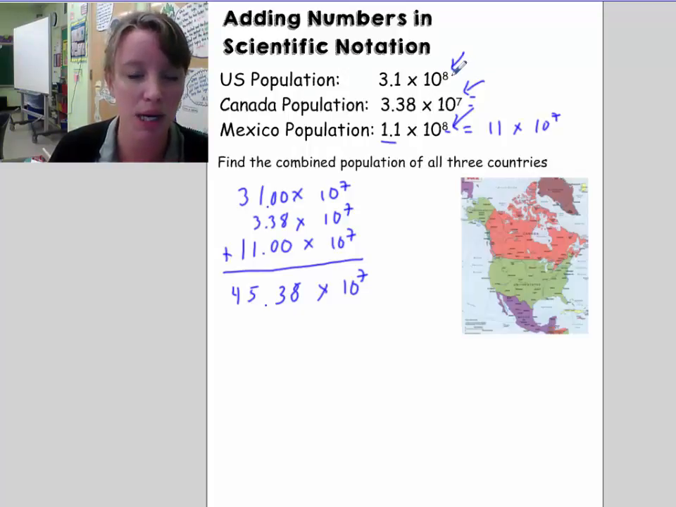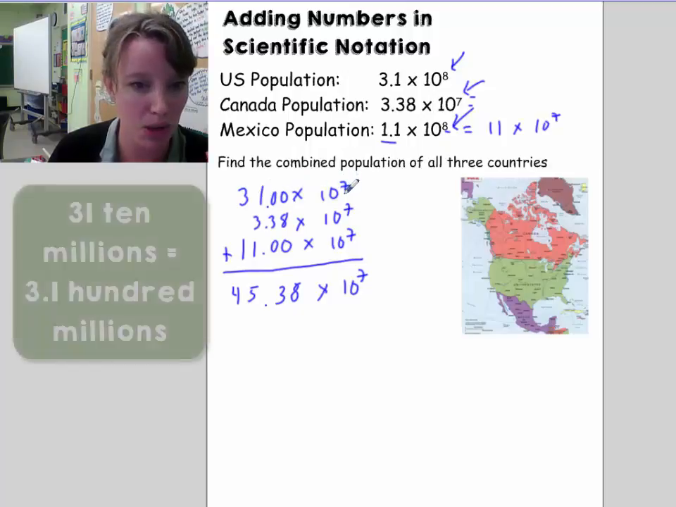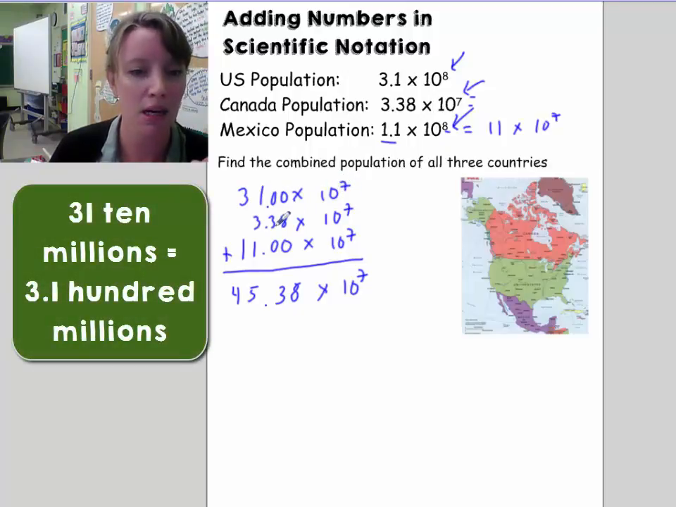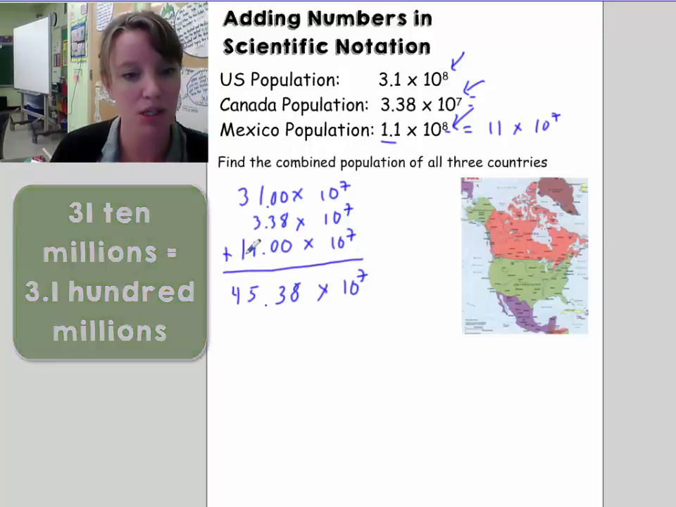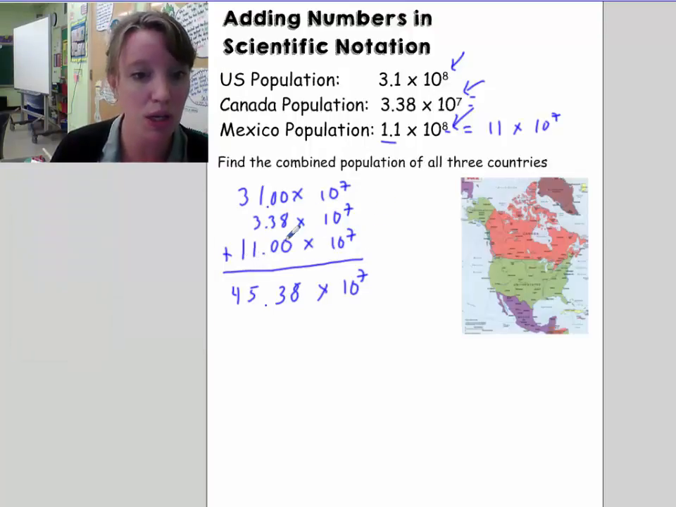So instead of keeping it in the neighborhood of 100 millions, I said that it's 31 ten millions, okay? And the Canadian population is 3.38 ten millions, and the Mexican population is 11 ten millions. So really all the ten millions that we have together are 45.38 ten millions, okay? So that's the quick way to add in scientific notation.